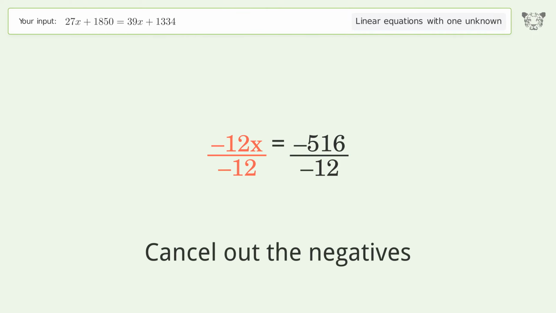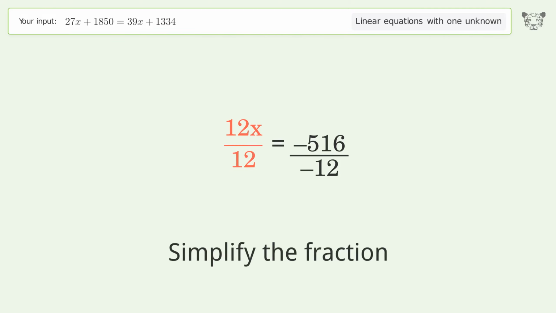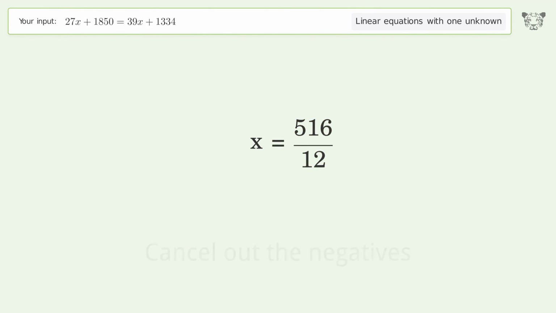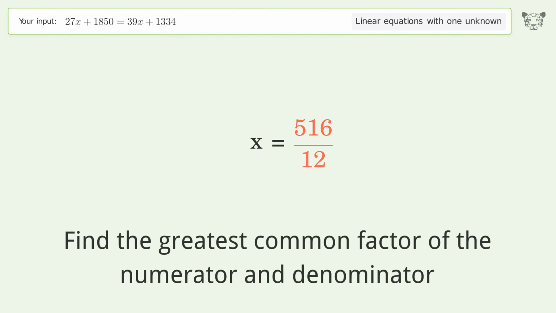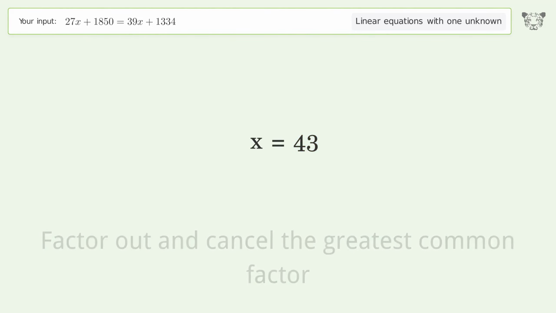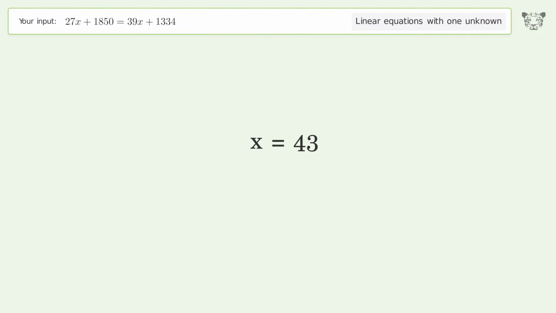Cancel out the negatives. Simplify the fraction. Cancel out the negatives. Find the greatest common factor of the numerator and denominator. Factor out and cancel the greatest common factor. And so the final result is x equals 43.